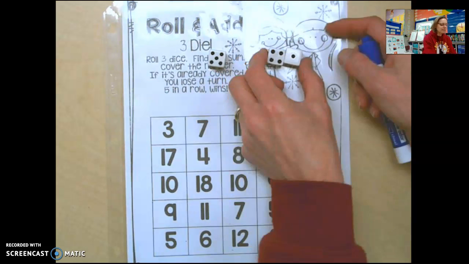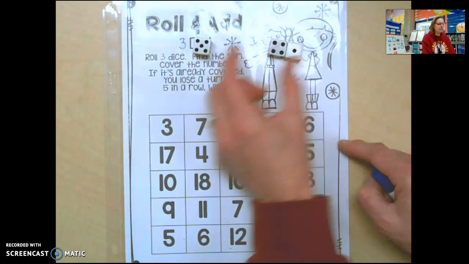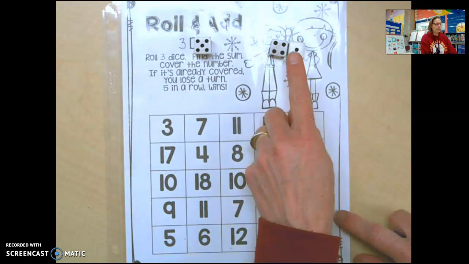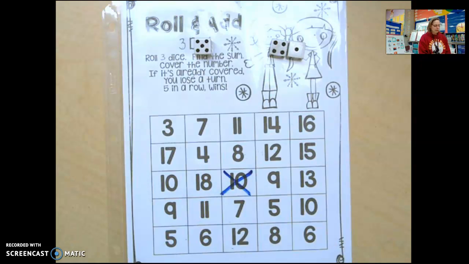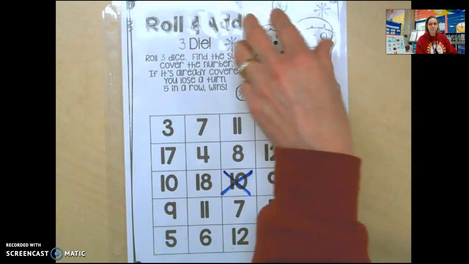Now I see that this is a 5 and a 5, and now I have a double fact, or I have a 10. So I know that that's 10. So you're going to find one of your 10s and you're going to cross it off. And you roll again. Now you can play this with somebody else and try to beat them, or you can play it by yourself, okay?